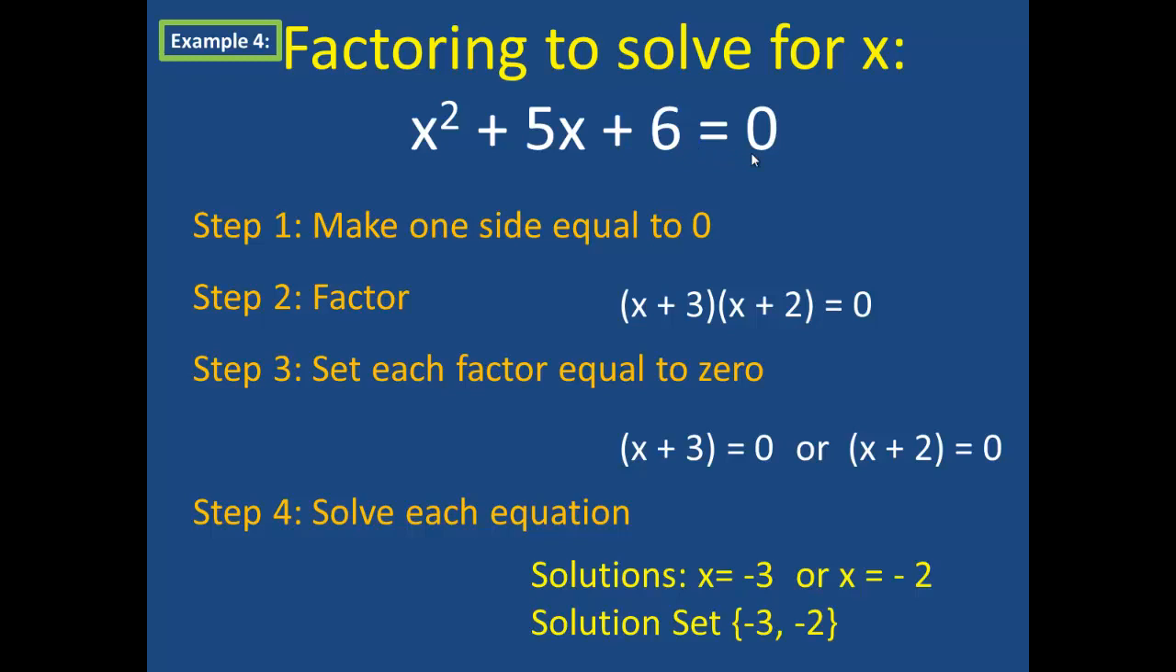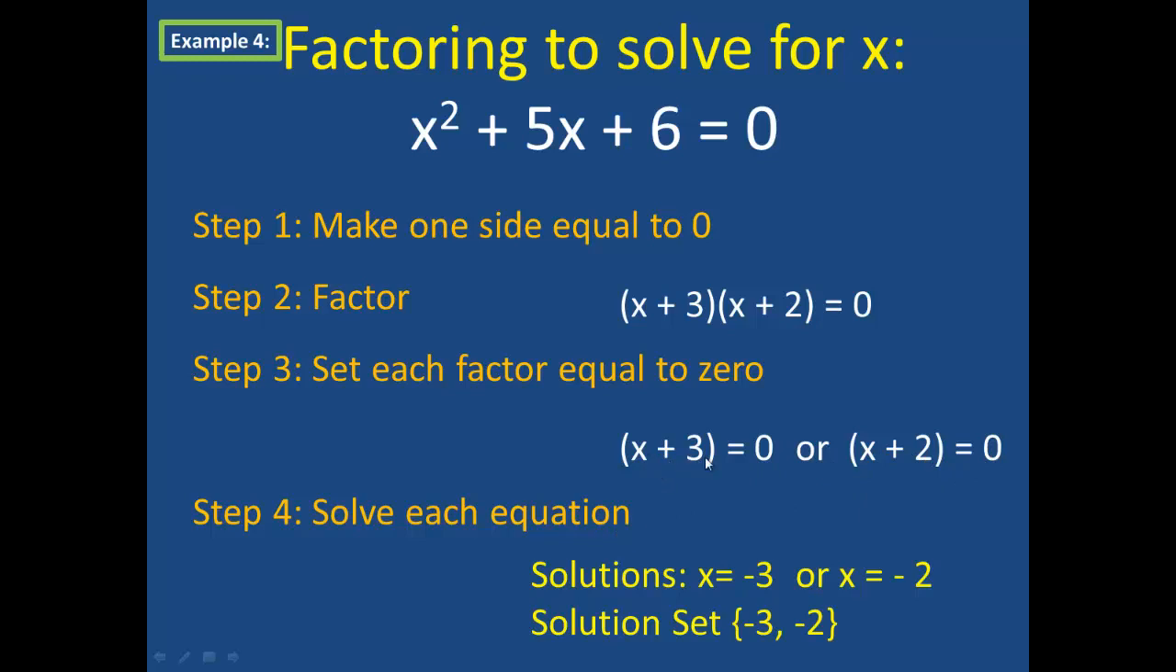On your notes, there's a place for you to list the 4 steps to solve using factoring. The first step is to make one side equal to 0. You then factor, and in this case we would factor this trinomial to get two binomials, x plus 3 and x plus 2, which equals 0. So step 3 is to set each factor equal to 0. That gives us x plus 3 equals 0, or x plus 2 is equal to 0. We then solve each equation.